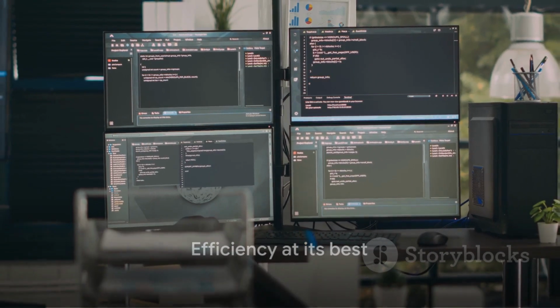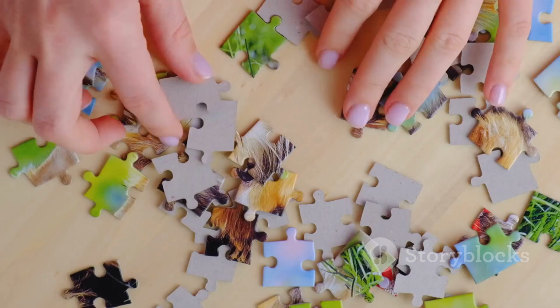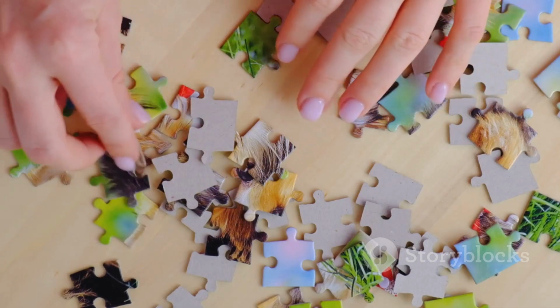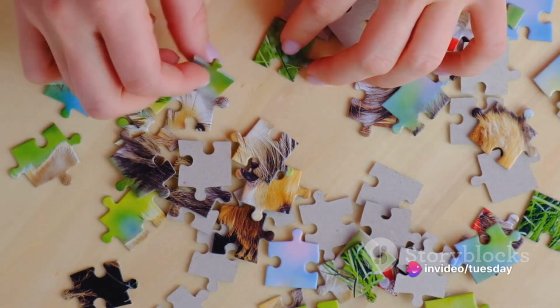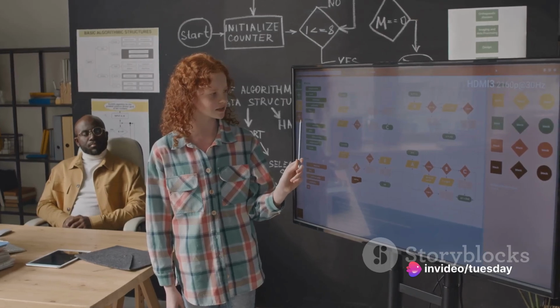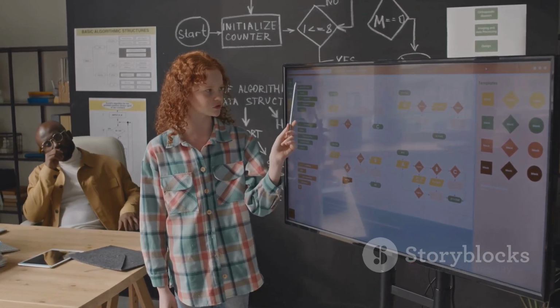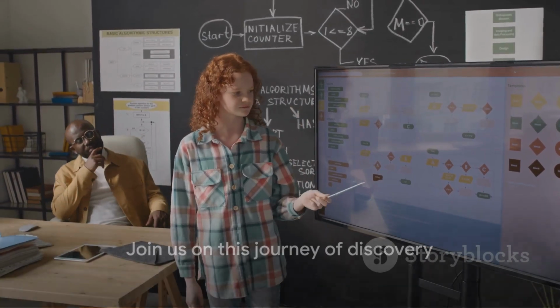So, why MergeSort? It's not just that it's efficient, though it certainly is. MergeSort is also stable, which means it preserves the original order of equal elements, a quality that can be crucial for certain tasks. It's like the reliable friend who not only helps you move, but also makes sure your fragile items are handled with care. By the end of this video, you'll have an in-depth understanding of the MergeSort algorithm, so buckle up and let's embark on this journey of discovery together.